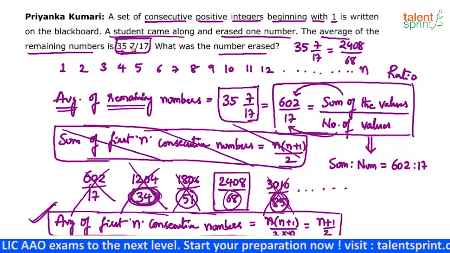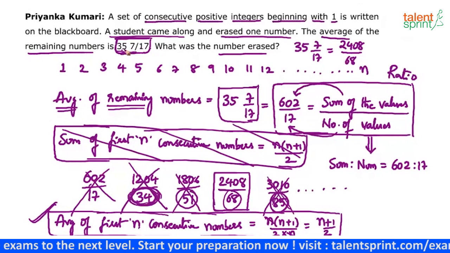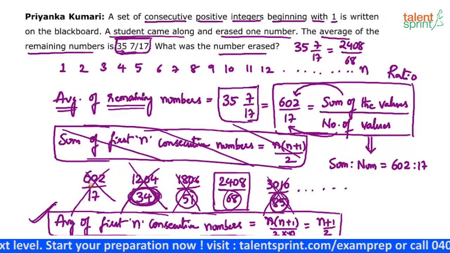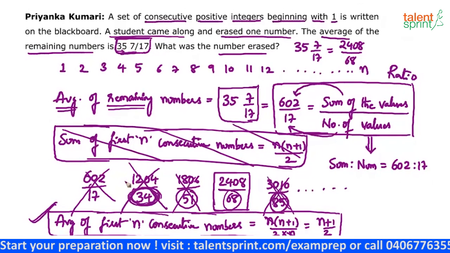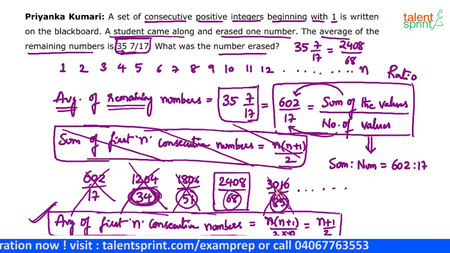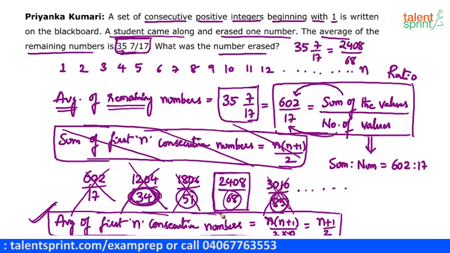So we can now consider that this 35, 7 by 17 which is given to us is actually 2408 by 68. 35, 7 by 17 can be taken as 602 by 17, can be taken as 1204 by 34, can be taken as 1806 by 51, can be taken as 2408 by 68, can be taken as 3010 by 85, and there are infinite ways. But the closest is this, 2408 by 68.